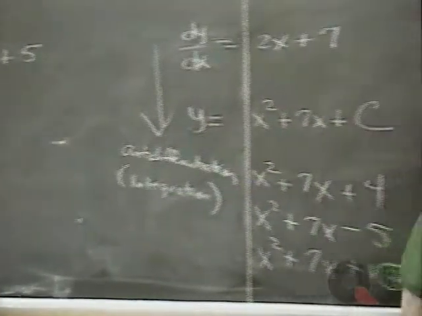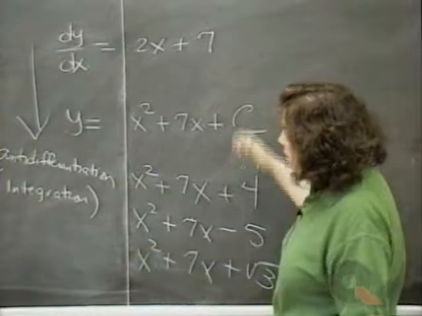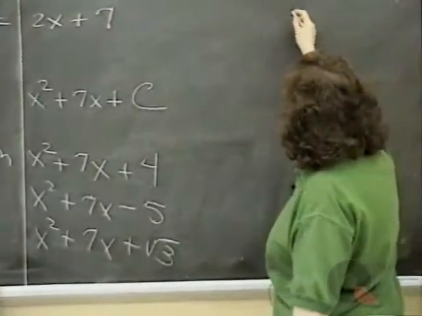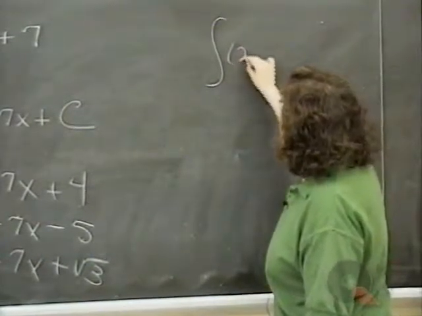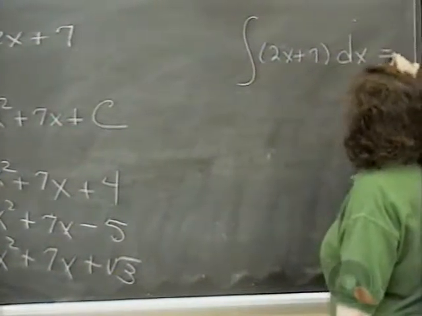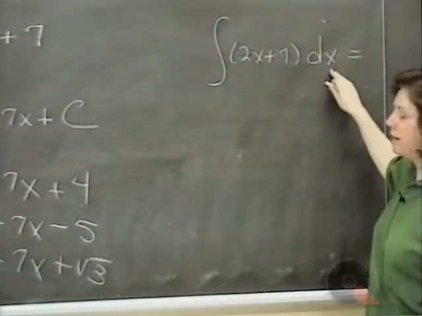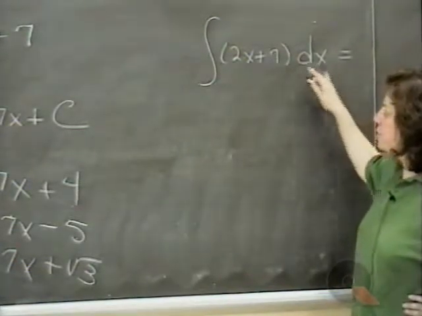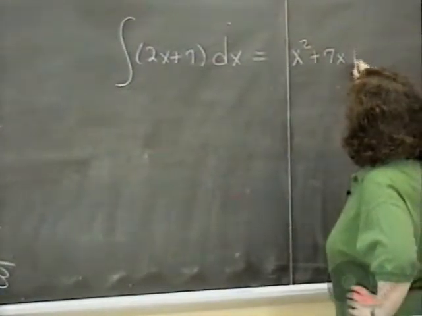Now, it is a little awkward writing dy dx and then writing y. We'd like a symbol that would indicate that we're going to take the antiderivative. And the symbol is as follows. There is an integral sign, and then we write 2x plus 7, and then dx. This should be read as an antiderivative of 2x plus 7 with respect to x. And the answer is written x squared plus 7x plus c.